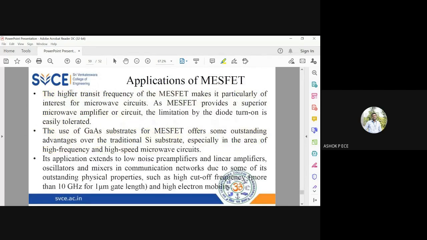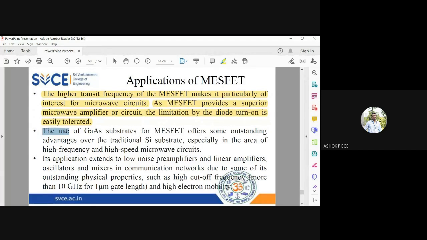The high transit frequency makes it particularly of interest in microwave. As we have seen, the MESFETs are mainly used in microwave circuits because of low transit time and high frequency operation. And the MESFET based devices provide a superior performance in microwave circuits, in microwave amplifiers or microwave switches. All these MESFET based devices are doing extremely well.